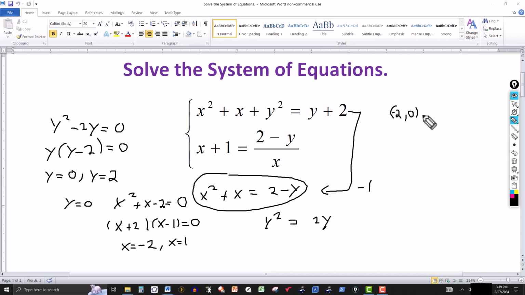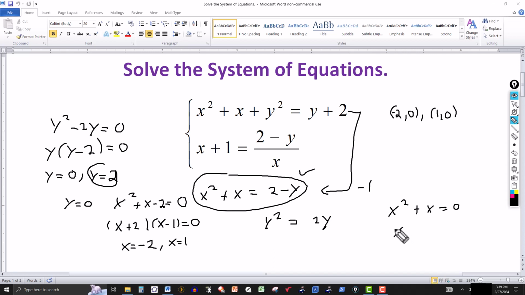So one ordered pair solution would be negative 2 and 0. And the other one would be 1 and 0. So that's what we get when y is equal to 0. Now what happens when y is equal to 2? So let's come back to this one again and put a 2 where the y is. That would give me 2 minus 2 would be 0. So I get the equation x squared plus x, and 2 minus 2 is 0, so this would be 0.